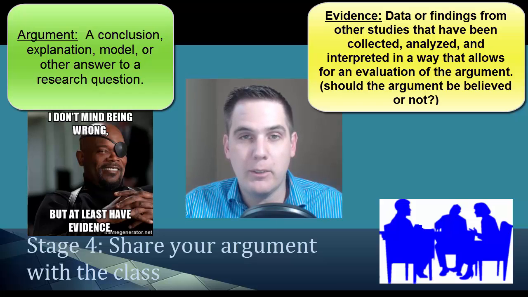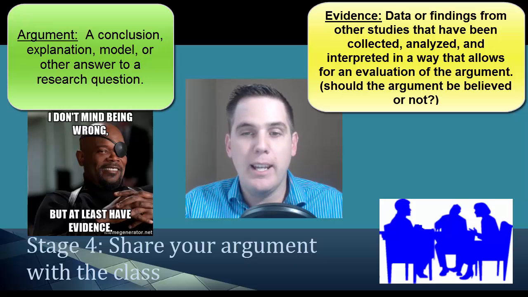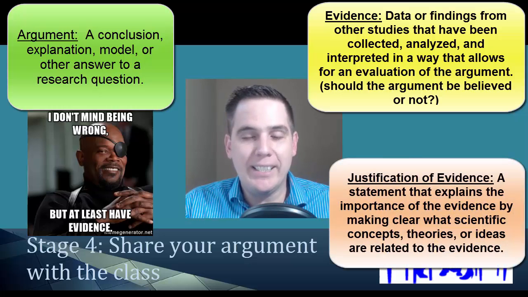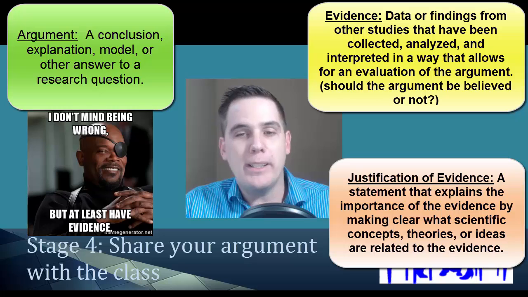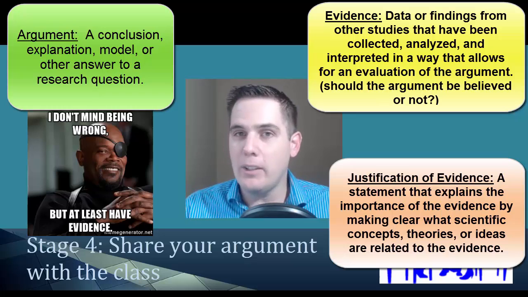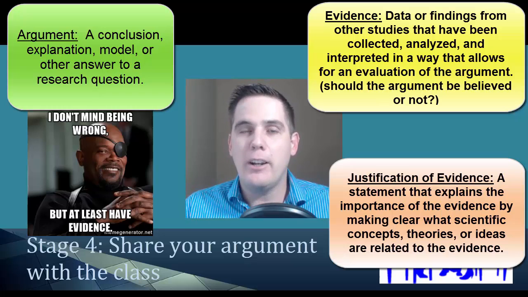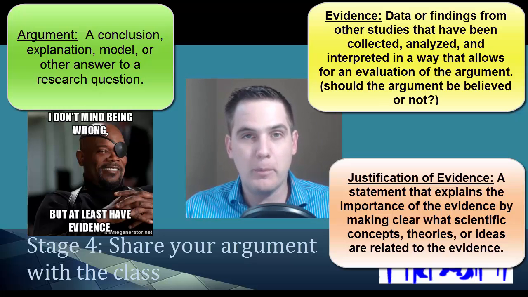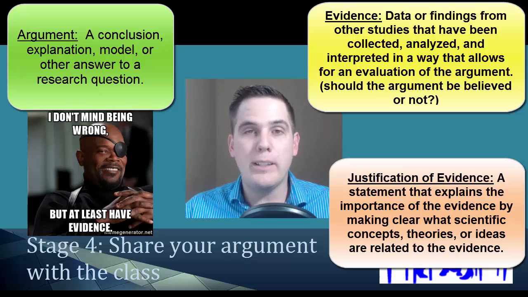That is what your evidence is supposed to be doing, listing the reasons why your argument is true. And finally, your justification of evidence. So your evidence is just a list of things that you found that are relevant to the question. The justification of evidence is your statement that explains the importance of the evidence by making clear what scientific concepts, theories, or ideas are related to the evidence, but they're not spelled out in your results. This is where you're explaining why this evidence helps support the argument and what you've learned from the evidence. What does the evidence actually teach us about something that is true?